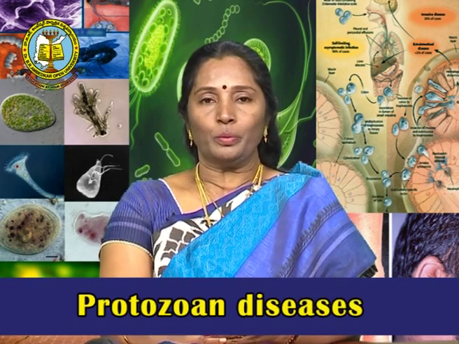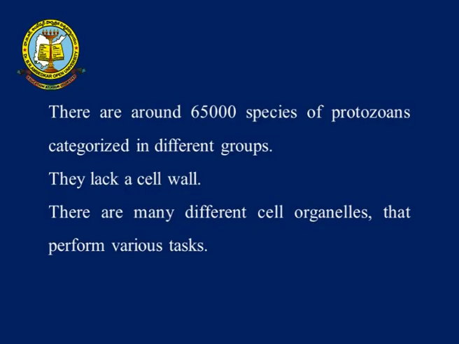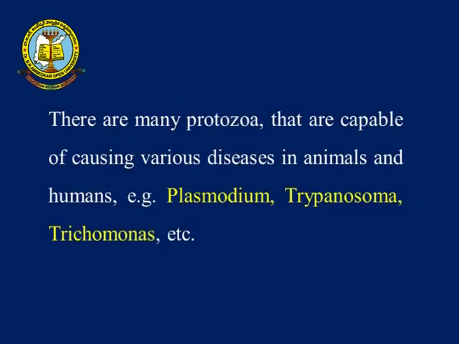When you are talking about the species of protozoans, there are 65,000 species of protozoan characterized in different groups. They lack a cell wall because they are not plant cells, and there are many different cell organelles that perform various tasks. Many protozoans are capable of causing various diseases in animals and humans. For example, Plasmodium, which causes malaria, Trypanosoma, which causes Trypanosomiasis, and Trichomonas, etc. There are also Leishmaniasis and different types that you find.